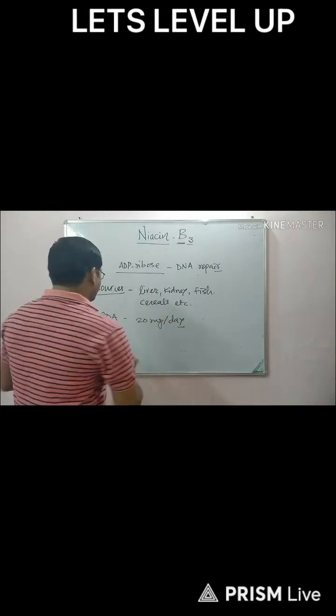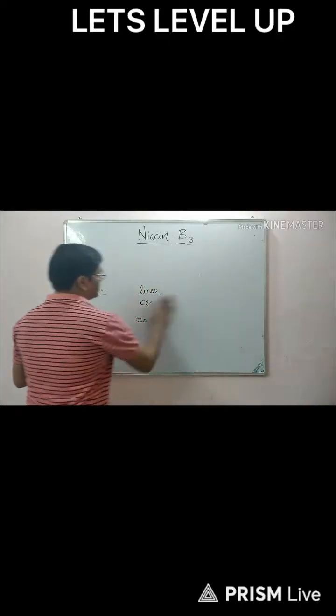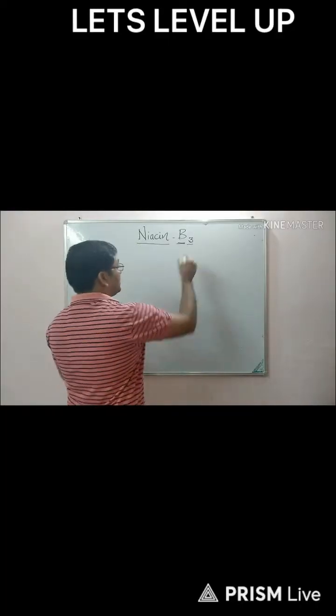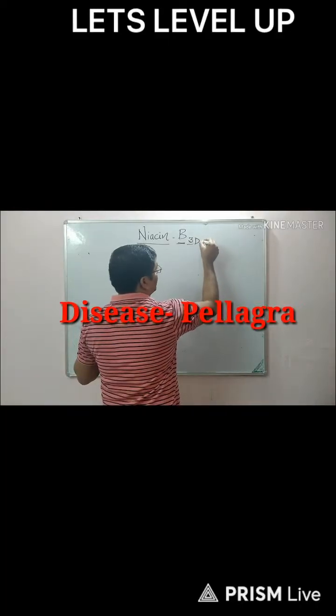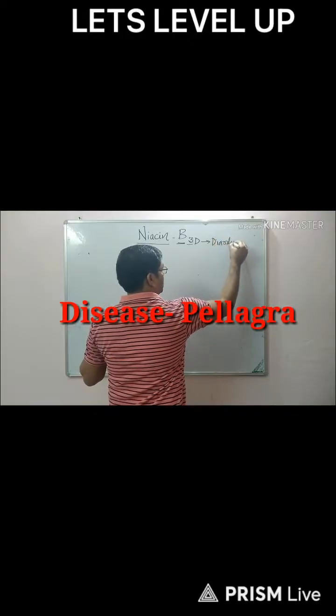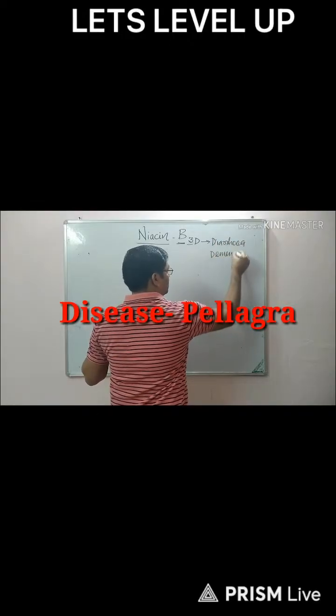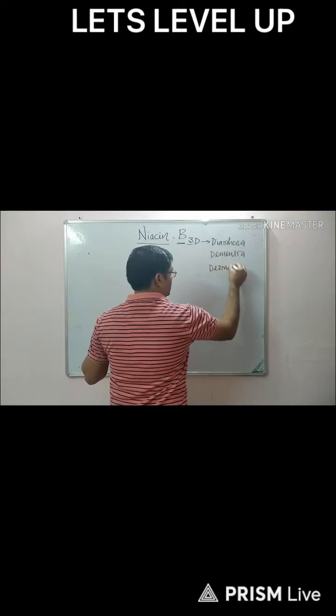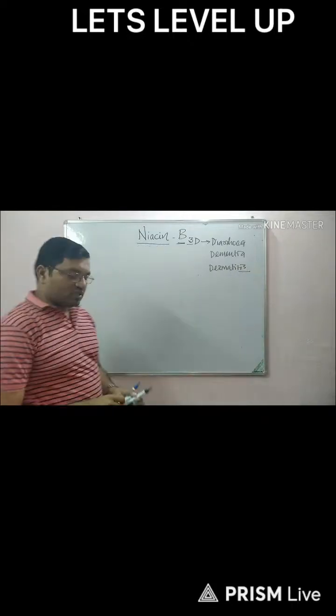Now coming to the deficiency manifestations, you can remember the deficiency manifestations of niacin by remembering the B3. There are 3 classical manifestations of vitamin B3 deficiency, that is diarrhea, dementia, and dermatitis. Dermatitis in niacin deficiency is classical.